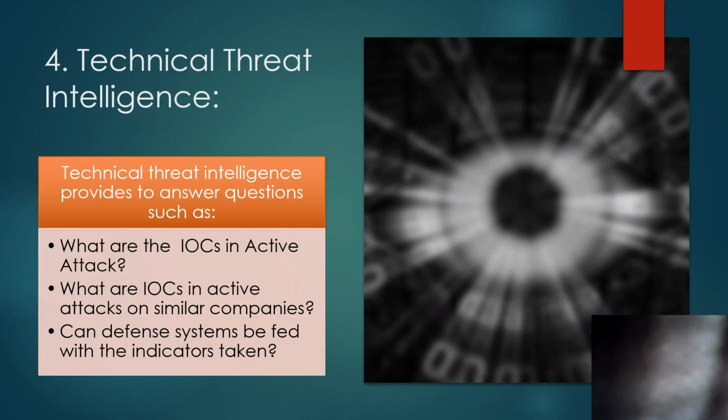Technical threat intelligence. Now the fourth one is technical threat intelligence. Basically, technical threat intelligence provides answers to the following questions, like what are the IOCs in active attack? What IOCs are in active attack on similar companies? Can the VPN system be patched with the indicators taken?